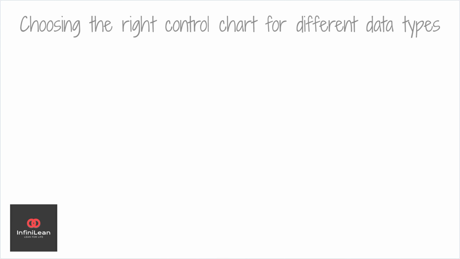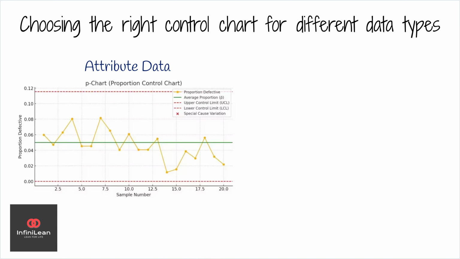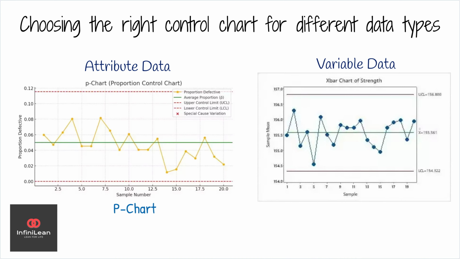An essential aspect of SPC is selecting the correct type of control chart. For attribute data, like defect counts, use P-charts or NP charts. For variable data, such as measurements, employ X-bar or R-charts. The correct chart ensures accurate tracking and analysis. We will discuss each of these charts in more detail in upcoming videos. Make sure to stay tuned.